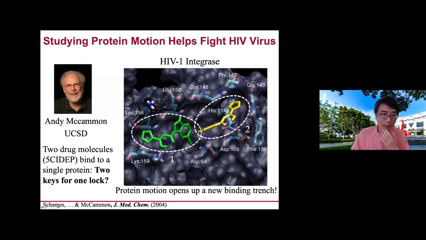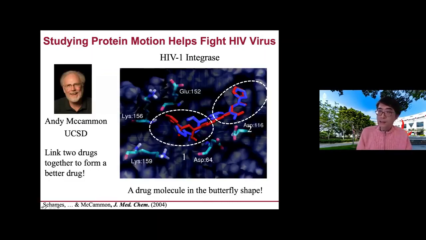And I think at that time, I talked to Professor Andy McCormick later, and he told me he was thinking, since two identical drug molecules can bind into the same protein target, what if we use chemistry to connect them together, right? Can we make a larger drug compound that is able to occupy both of the binding sites? So if this newly discovered binding site is true, because this only opens up during the protein motion. Okay, so he succeeded in this.